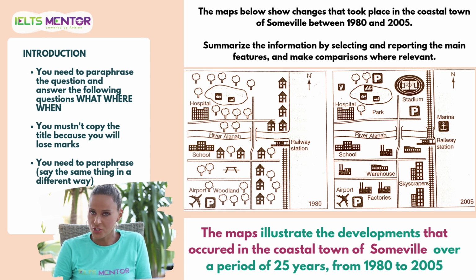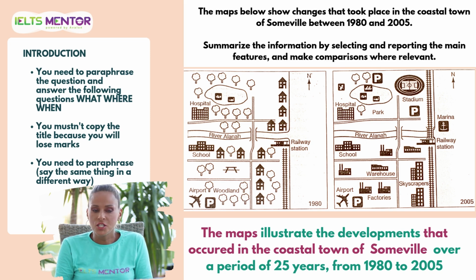We'll start with the introduction. And here you need to paraphrase the question and answer the following questions: what, where, and when. It is very important that you do not copy the title because you will lose marks. You need to paraphrase. And what I mean by paraphrasing is you need to say the same thing in a different way. So you need to find synonyms. So let's take a look at our introductory sentence.